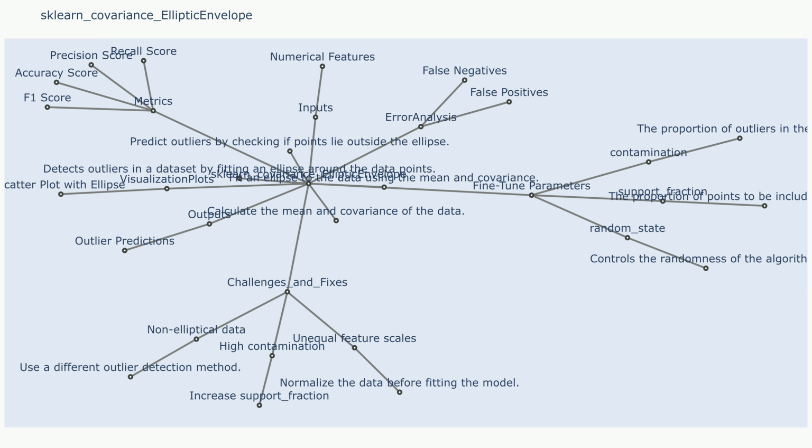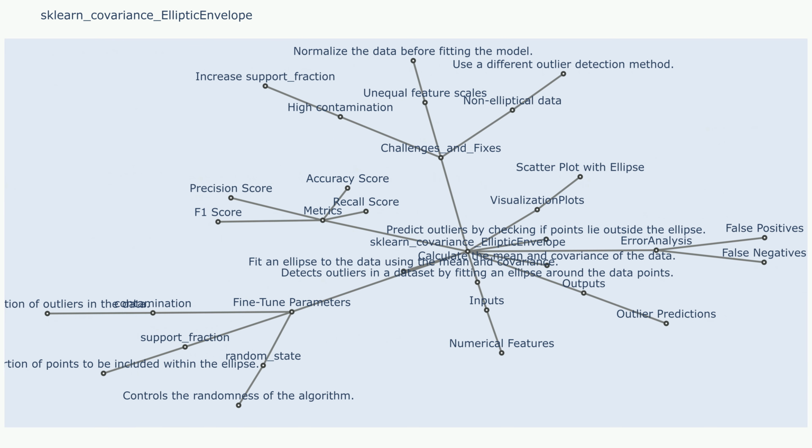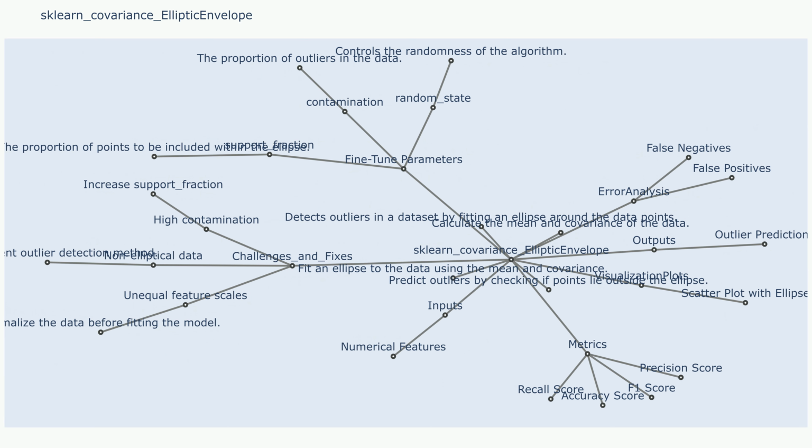Inputs. X. The input data, which should be a 2D array of shape n_samples, n_features. Each row represents a data point. Contamination. The proportion of outliers in the data. This value should be between 0 and 1. The default value is 0.1, which means that the algorithm assumes that 10% of the data points are outliers.